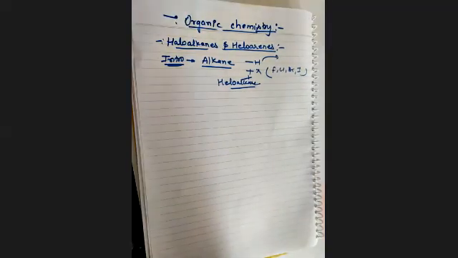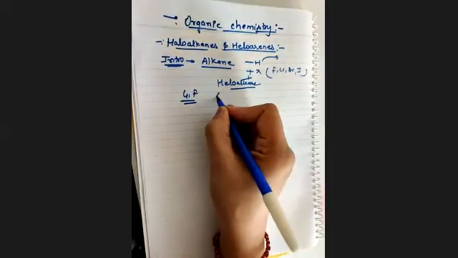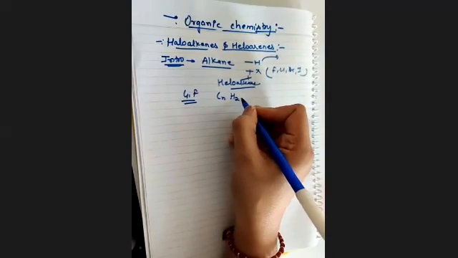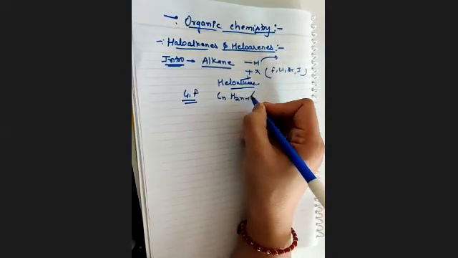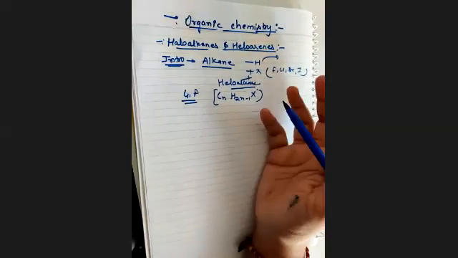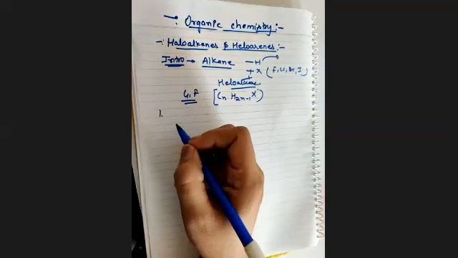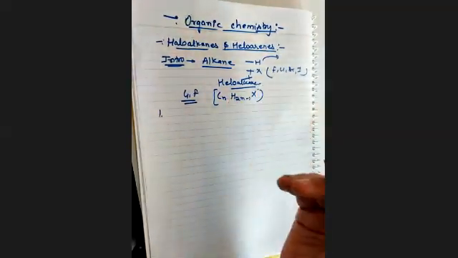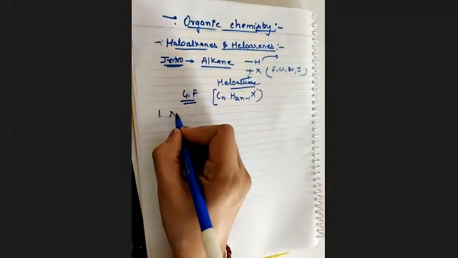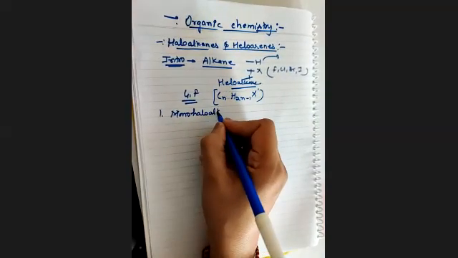Okay. So let's just talk about the general formula of haloalkanes first. So that will be CnH2n+1X. So this is the general formula of your haloalkanes. Now, let me tell you how many types of haloalkanes are there. So your haloalkanes can be divided on the basis of attachment of the halogen group in the alkane. How? First is monohaloalkane.